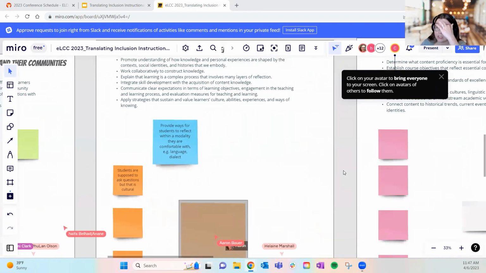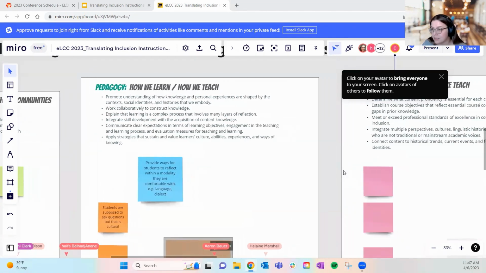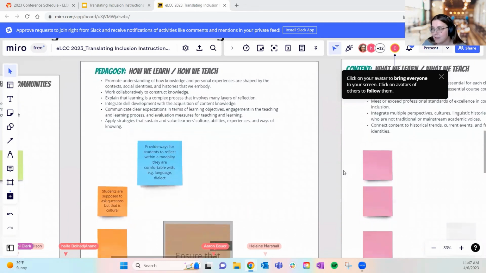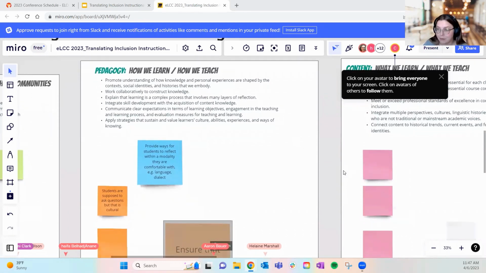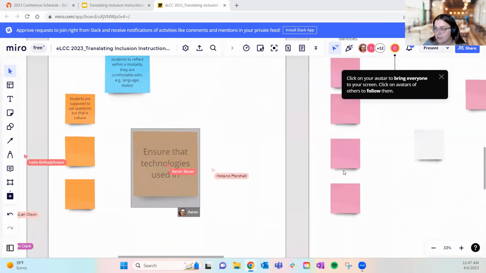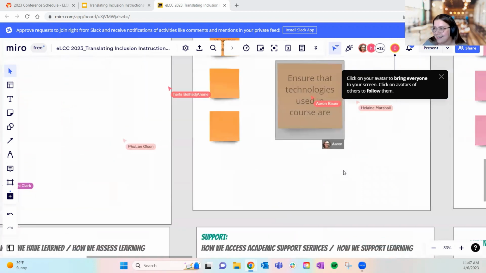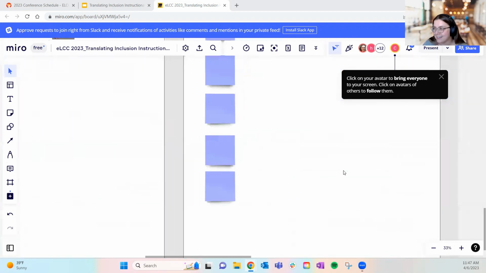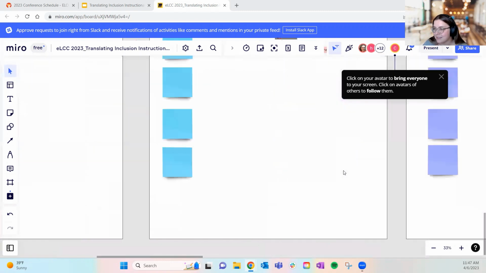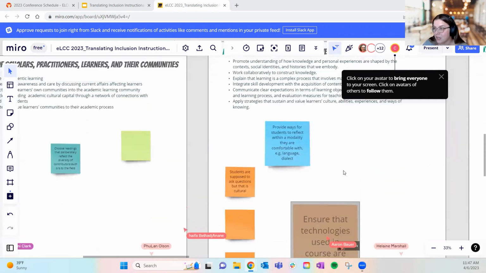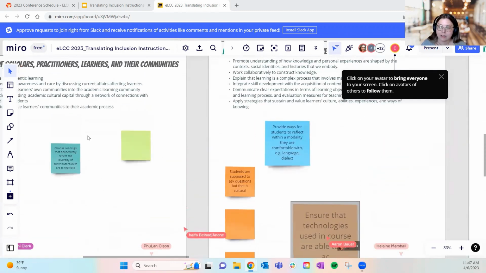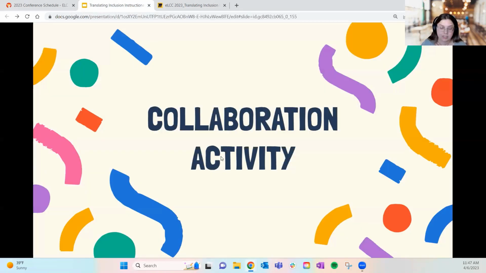Students are supposed to ask questions, but that is cultural. Yeah, great points. Providing ways for students to reflect in a modality that they're comfortable with, language and dialect. Erin, I see you right in the technology one. Excellent. And then it looks like some folks. Yeah, okay, great. Well, know that this is available and open to you after this session. It doesn't have to be just the thing that you use right now. Feel free to continue to add to it.